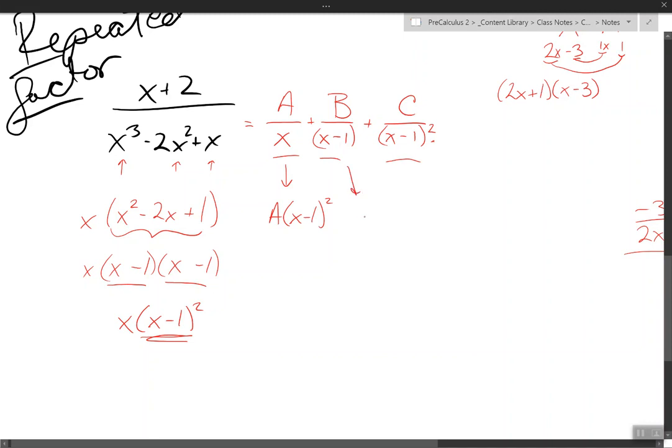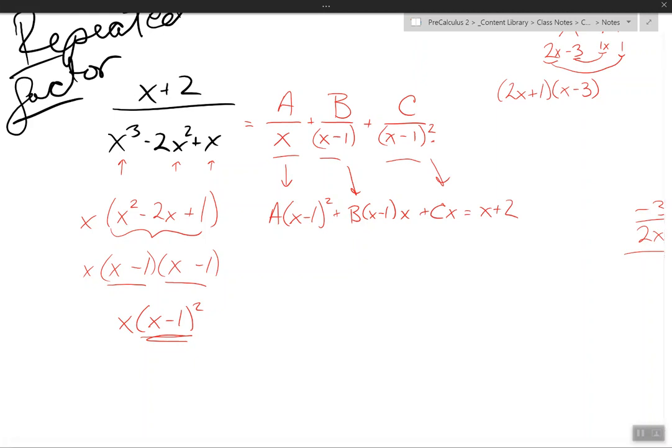The B fraction is missing another one of those x minus 1's, as well as the x, which was the first thing we factored out. And finally, the C fraction is only missing 1 thing, since it's already x minus 1 squared. It's just missing an x. Just like before, we take all of that and we set it equal to the original numerator. In this case, it was x plus 2.